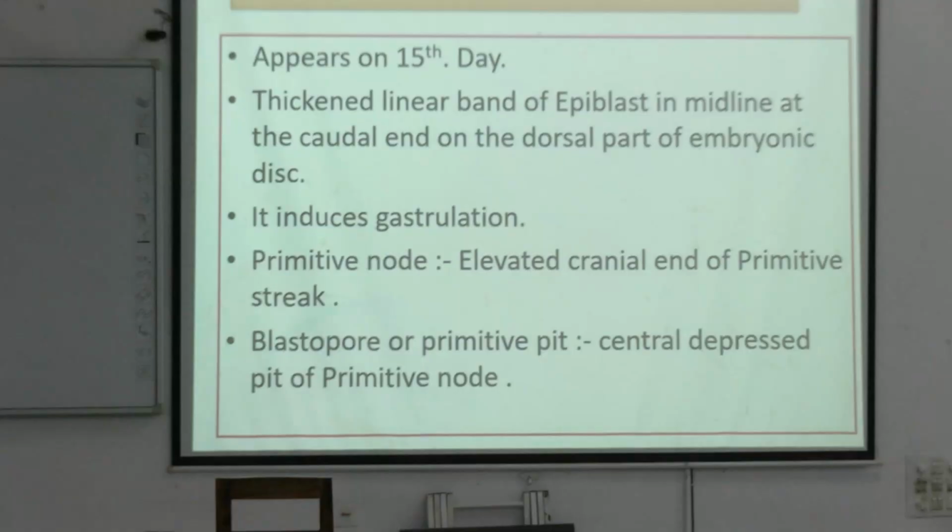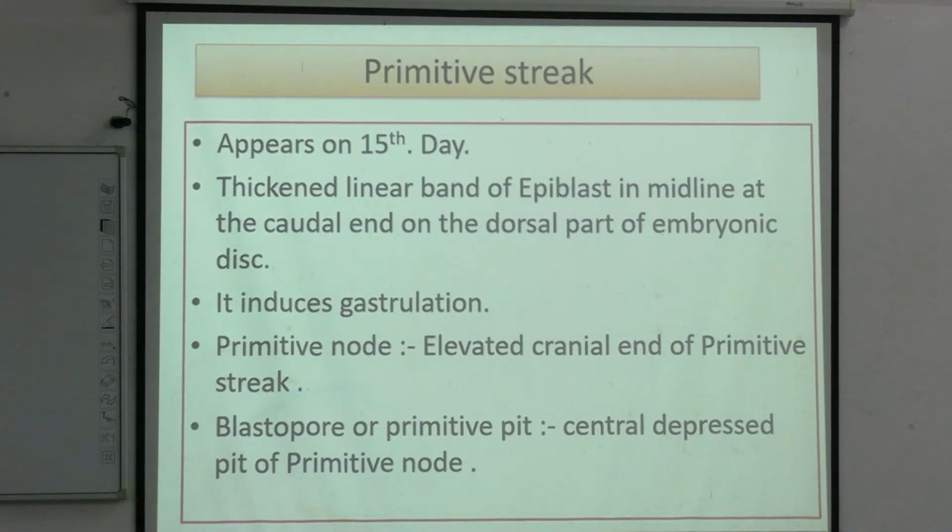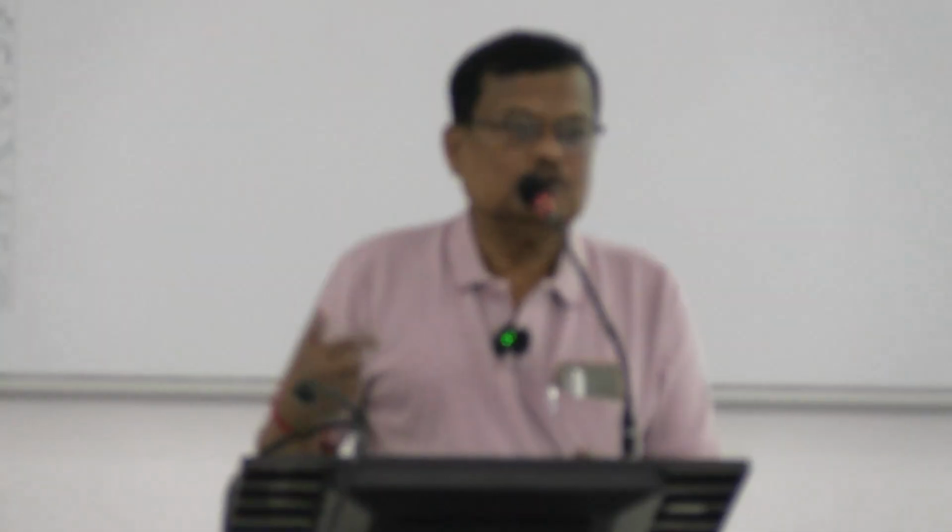Appears on 15th day, primitive streak, thickened linear band of epiblast in the midline at the caudal end of the dorsal part of the embryonic disc. Dorsal part এখন কাকে বলছি? Epiblast যেদিকে রয়েছে, where the epiblast are lying, and hypoblast যেদিকে রয়েছে ventral part. So primitive streak is a very important, buccopharyngeal membrane decides cephalocaudal axis. মানে কি? Cephalo means head end, caudal means tail end. So যখন precaudal plate develop করলো, we can know the axis, which one will be the head, which one will be the tail. So appearance of buccopharyngeal membrane is very important.